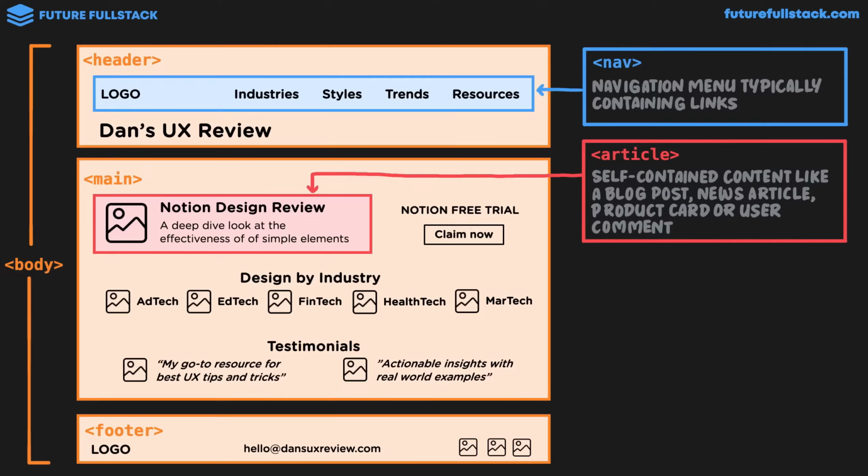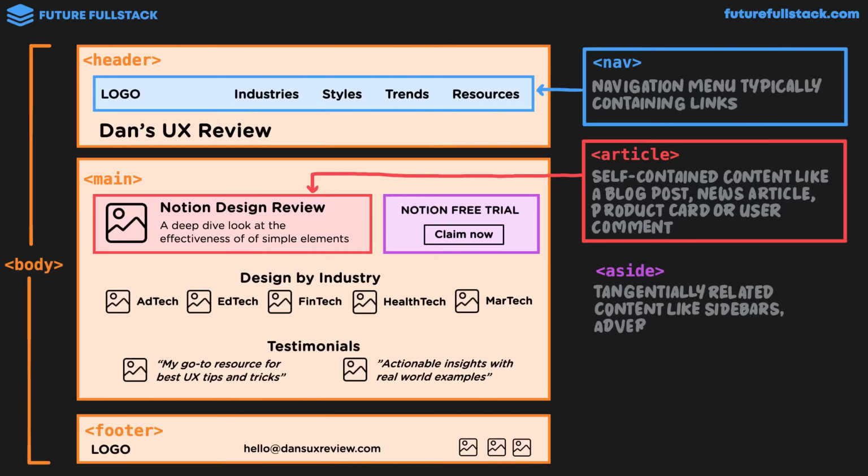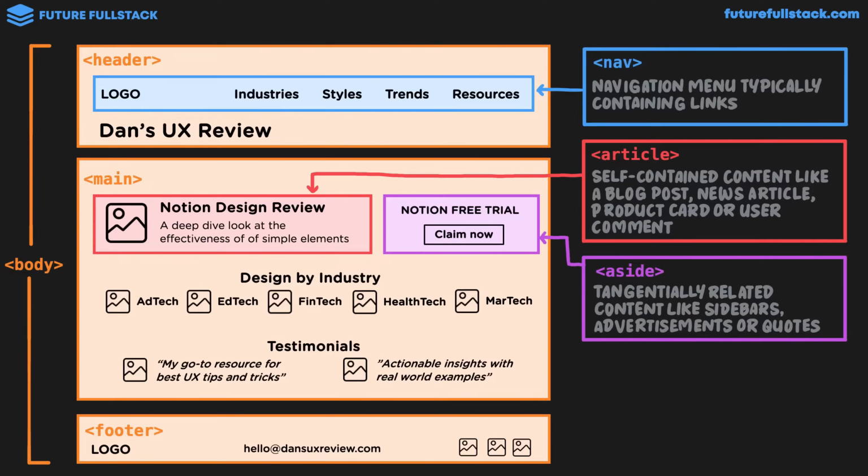While an article is often used for an actual article, don't let the name article fool you. As I put in the description here, it's not only used for a news article and can be used for things like product cards. We have this small section advertising Notion. It's placed here because on the left I have an article about Notion. To group this content, we would use the semantic element aside. An aside is used for tangentially related content like sidebars, advertisements, or quotes.